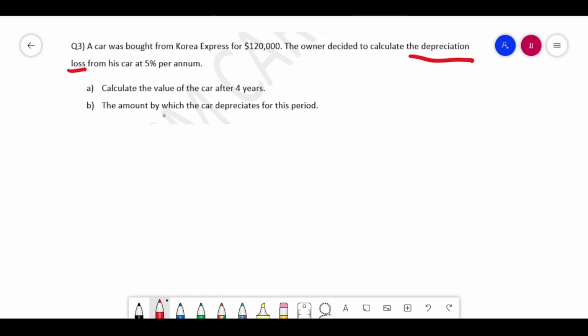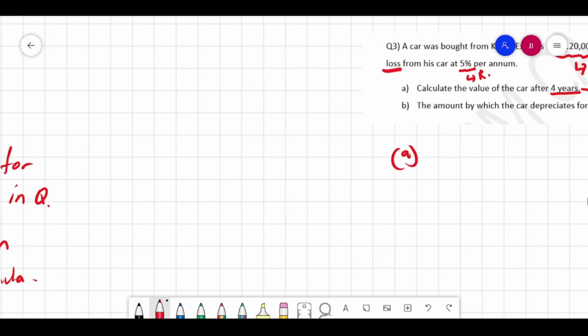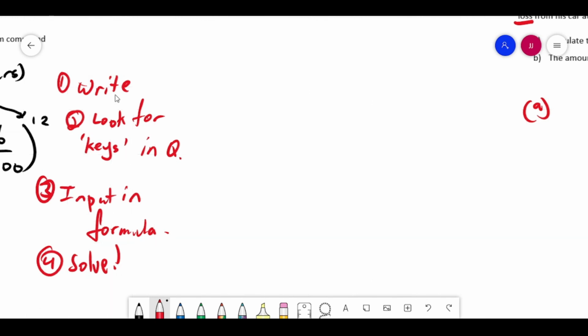So instantly, in this case, let's define the terms and variables in the question. The $120,000 here will be the principal. It is the original amount which was invested, and 5% per annum is the rate. And the question itself gives us the amount of time, which is in years. Always remember, if they give it to you in months, convert it to years. So calculate the value of the car after 4 years. We follow the same technique as we said here.